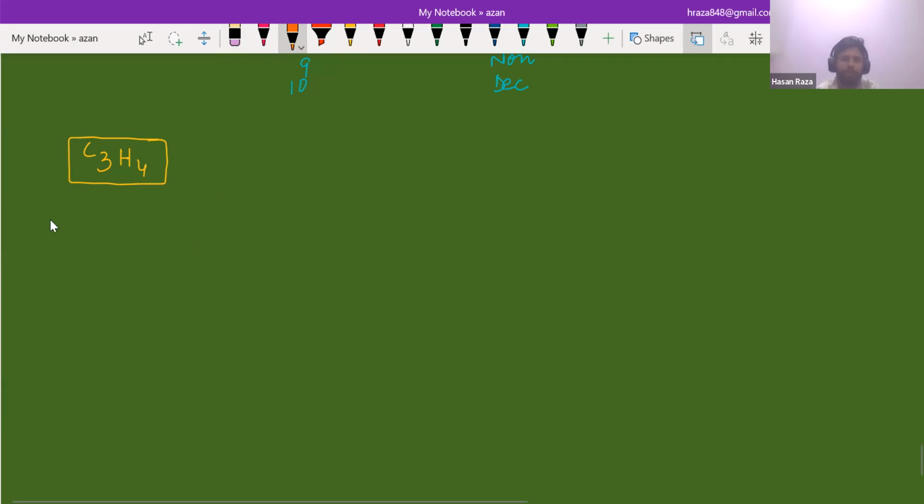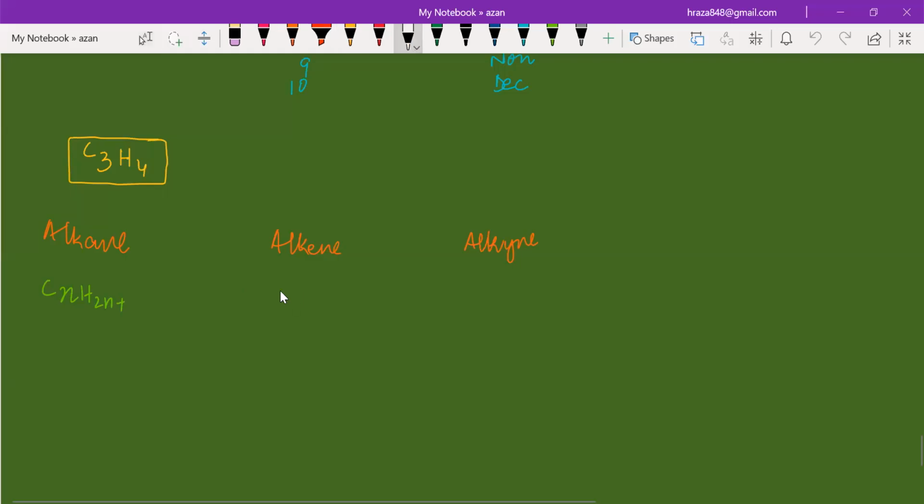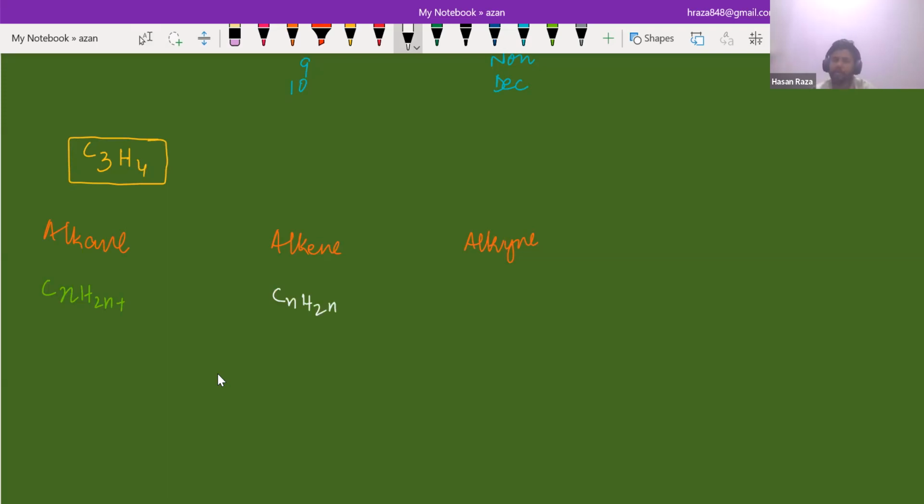See, there are formulas for alkane, alkene, and the last hydrocarbon, alkyne. The general formula of alkane is CnH2n+2. Whatever is the number of carbon, the number of hydrogen will be double plus 2, right? Is that clear? For alkene, it is CnH2n, that means whatever is the number of carbon, the number of hydrogen will be doubled. And in alkyne, CnH2n-2. Whatever is the number of carbon, the number of hydrogen will be double minus 2.